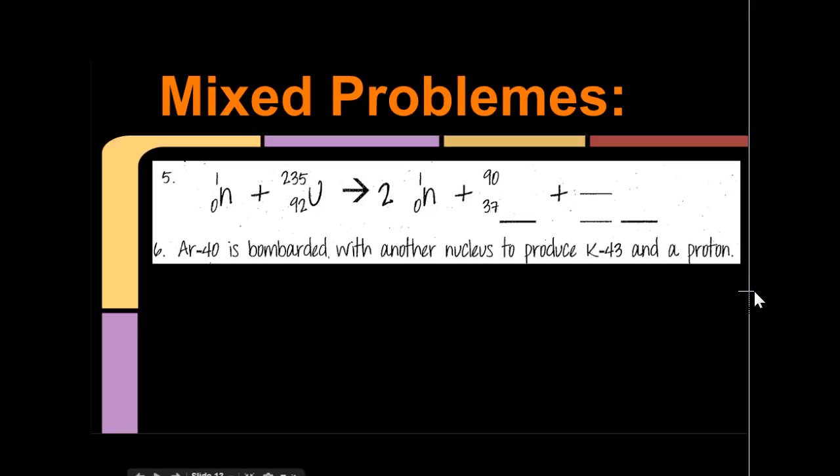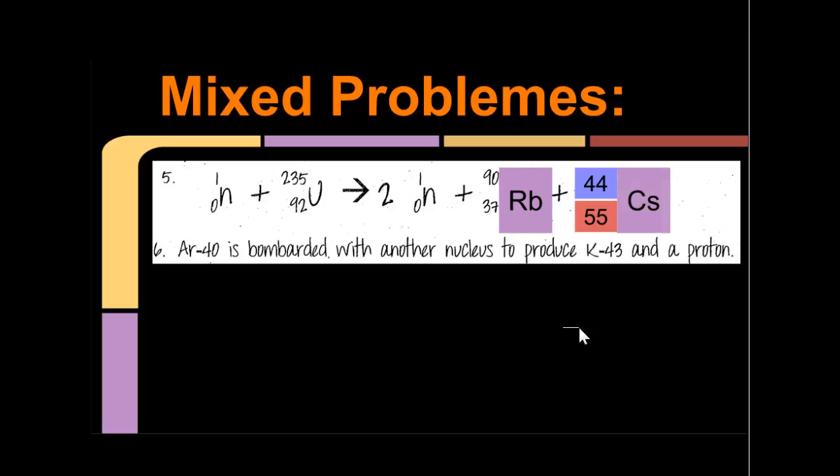Okay, I'm going to do one more set of problems with you here, and then I'm going to leave you on your own. On the left side, we have 1 plus 235, which is 236. On the right side, we have a 90 and 2 1s. So 236 minus 92 is 44. And before that, we just looked up number 37, and that's rubidium. I apologize for that. On the bottom there, we have 92, and this is still 0, and this is 37. So 92 minus 37 is 55. If we look that up, that's cesium. Those ones, hopefully you're getting pretty good at. They're pretty easy for you.